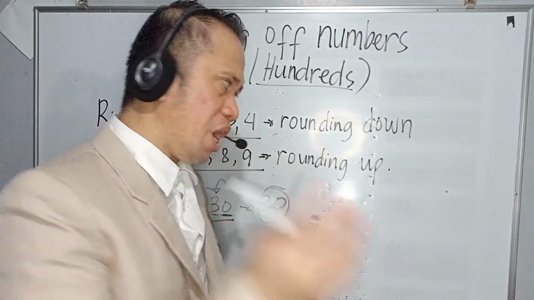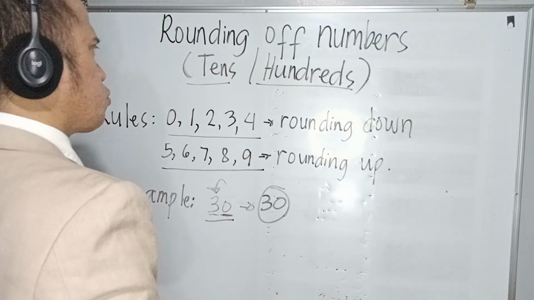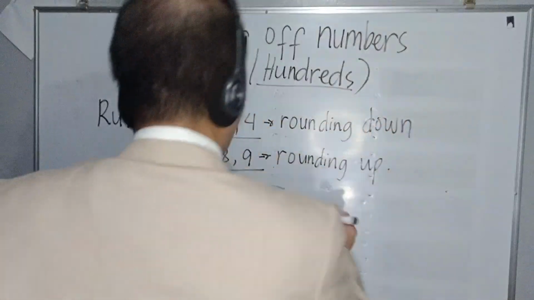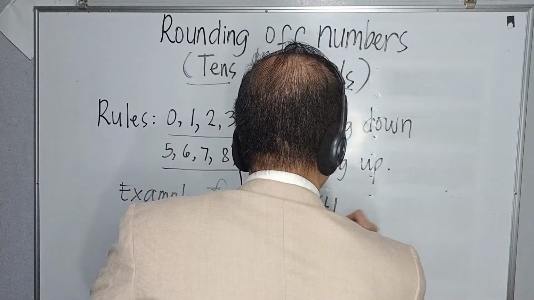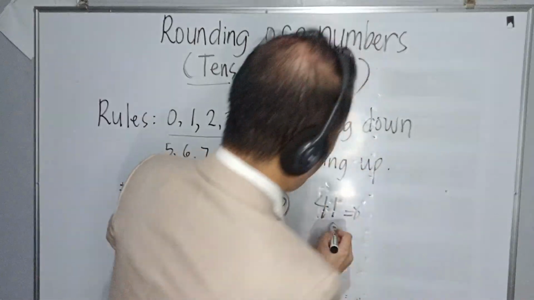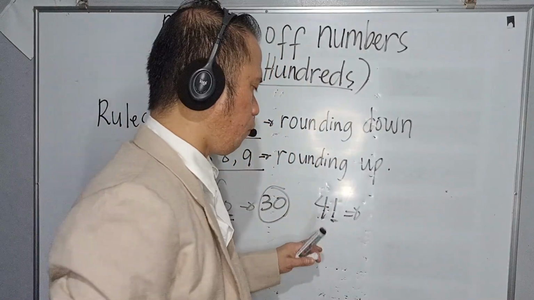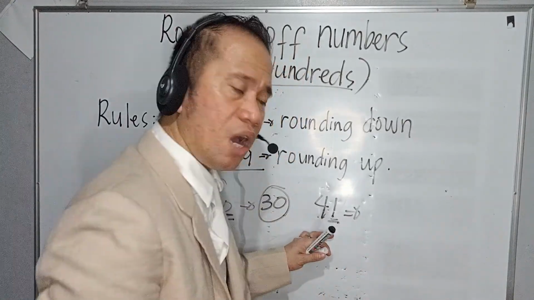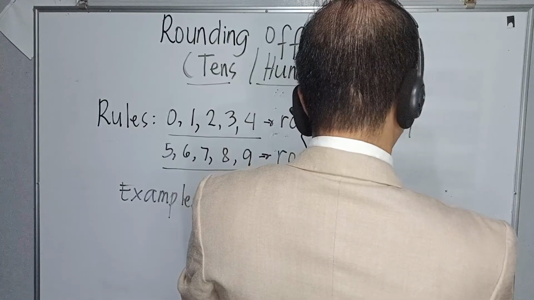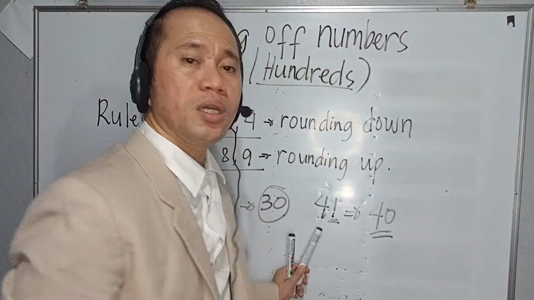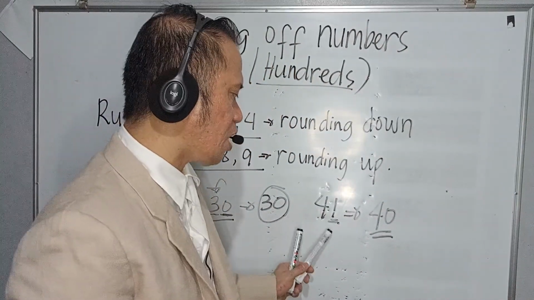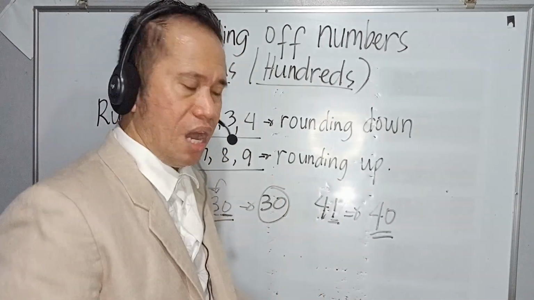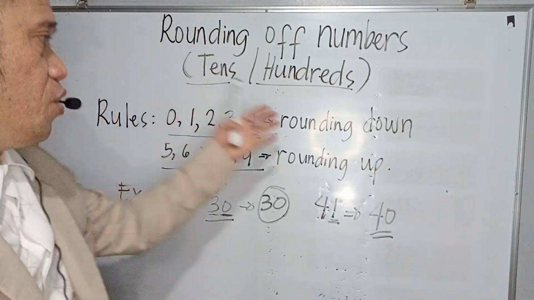What about if the number ends with 1, 2, 3, or 4? Yes, we can do that also. For example, 41. Remember, this number ends with 1. Do you think that 4 becomes 5? No, because 1 is rounding down. So the 1 becomes 0 and the answer is 40. And that is for rounding down.